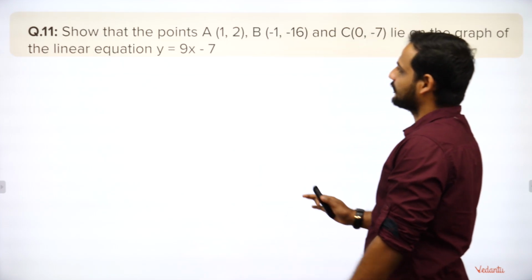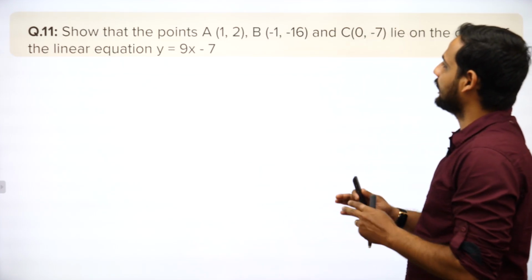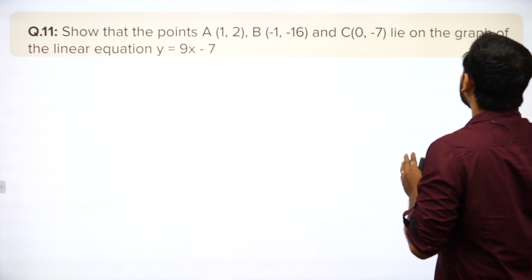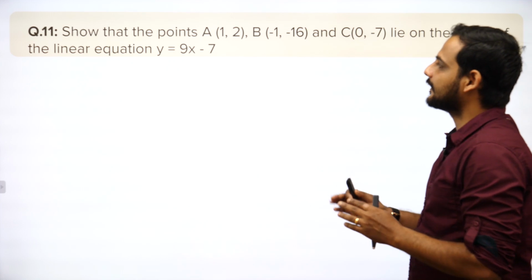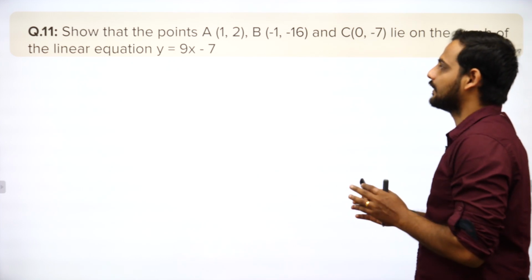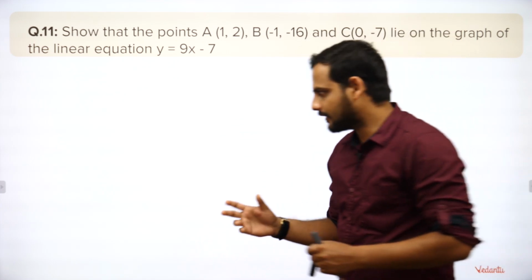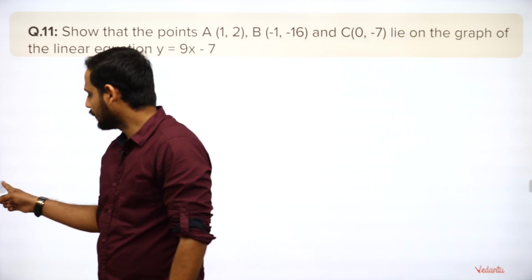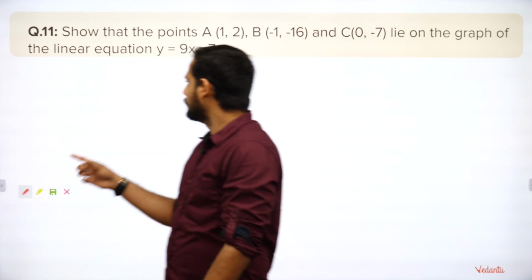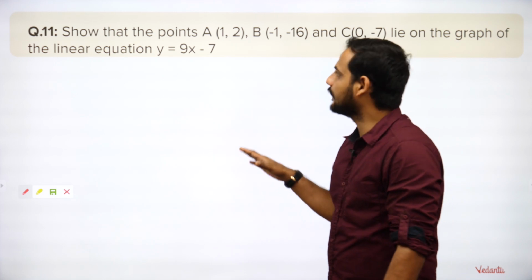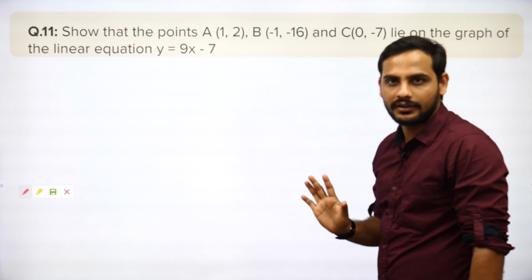Okay, so then the next question is, show that the points A (1, 2), B (-1, -16), and C (0, -7) lie on the graph of the linear equation y = 9x - 7. So now there are two ways. Either you can get any other three solutions of this equation, draw the line, and then you will see that all the 3 points are lying on this line.